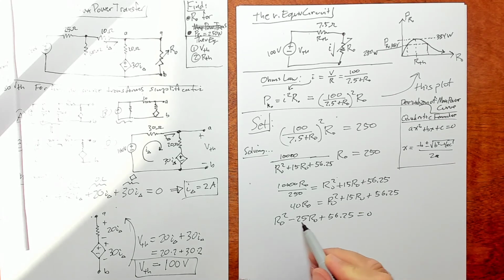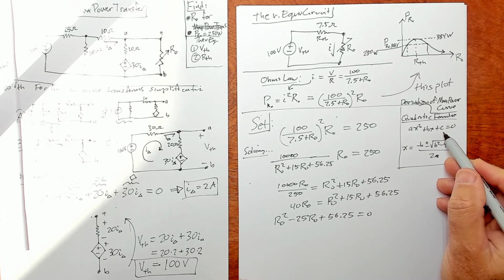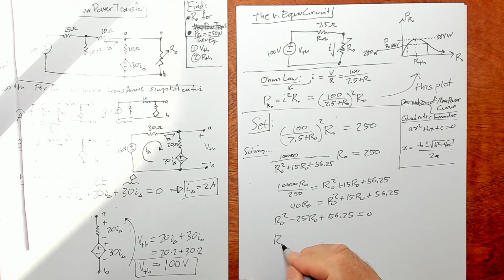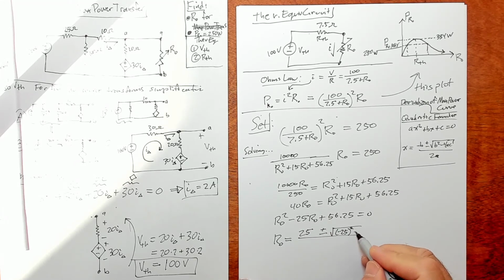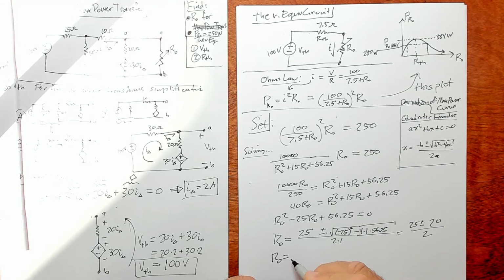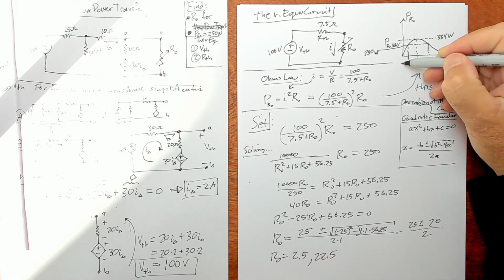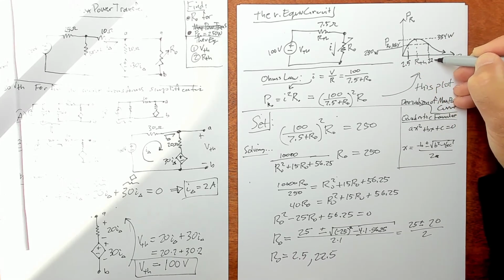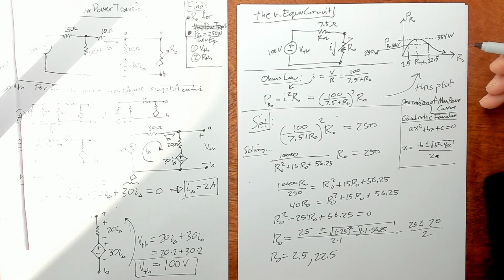So A is 1, B is minus 25, C is 56.25 in this formula, and x is R0. So R0 is minus B, which would be 25, plus or minus the root of B squared, which is 25 squared, minus 4 times 1 times 56.25, over 2 times 1. So it's basically 25 plus or minus 20 over 2. R0 is 2.5 and 22.5. So that's these two values right in here: 2.5 ohms and 22.5 ohms. That's the answer.